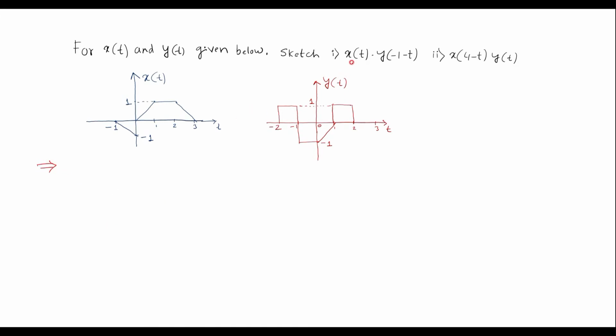So first we'll draw x of t dot y of minus 1 minus t. So first we'll sketch y of minus 1 minus t, which can be represented as y of minus t minus 1. Here we can observe it involves two operations. One is shifting operation, that is y of t minus 1. Then reflection operation, that is y of minus t minus 1.